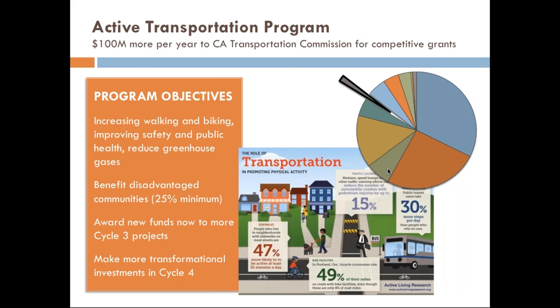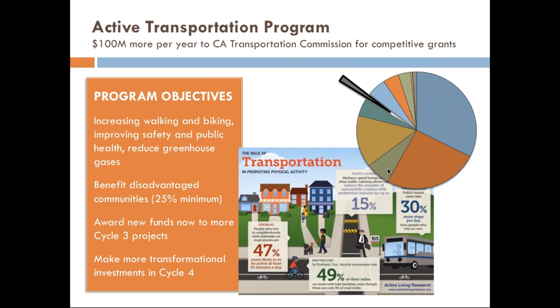So last program that I'm going to talk about, and then I'll pass it on, is the Active Transportation Program. This is a slightly smaller, or quite a bit smaller, slice of the pie, but it is a big boost to the ATP. It's going to get $100 million more per year that goes through the California Transportation Commission for competitive grants. Some of those grants are doled out by regional agencies, the large MPOs, and the rest is awarded by the Transportation Commission. So $100 million more will roughly double the ATP, which is really exciting. It's going to allow us to do a lot more of these projects around the state.